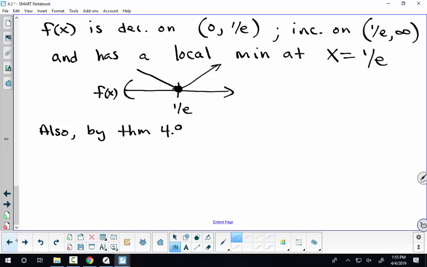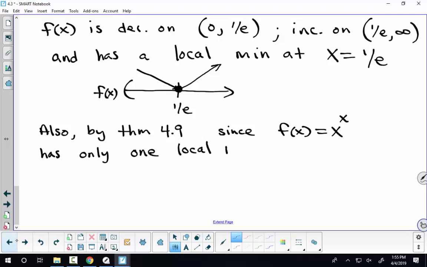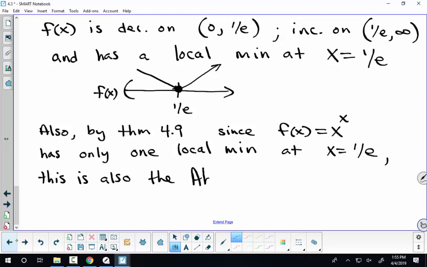So also by that theorem, since f of x has only one local min, it would work the same way if there was only one local max. Is everyone clear on that? So it only has that local minimum at x equal to 1 over e. This is also the absolute minimum.